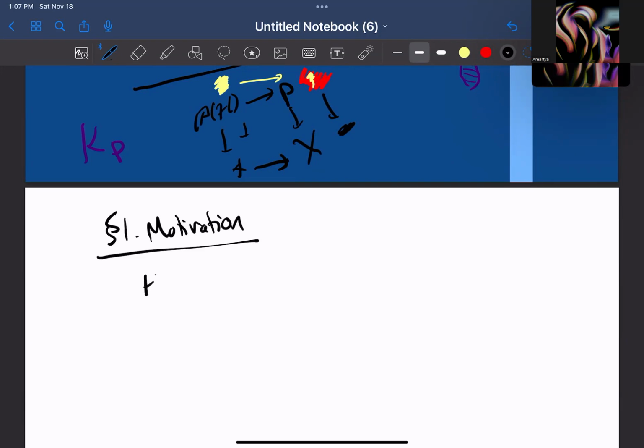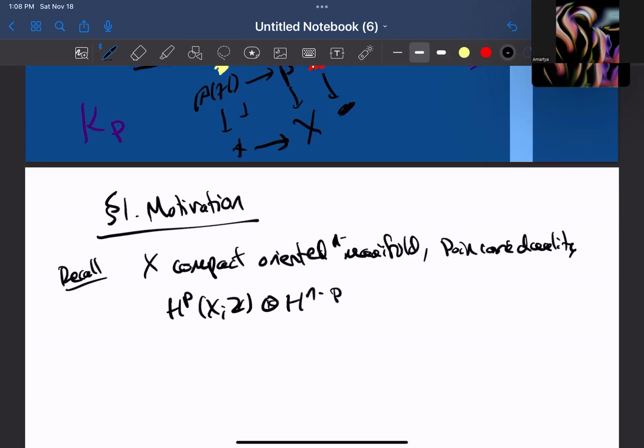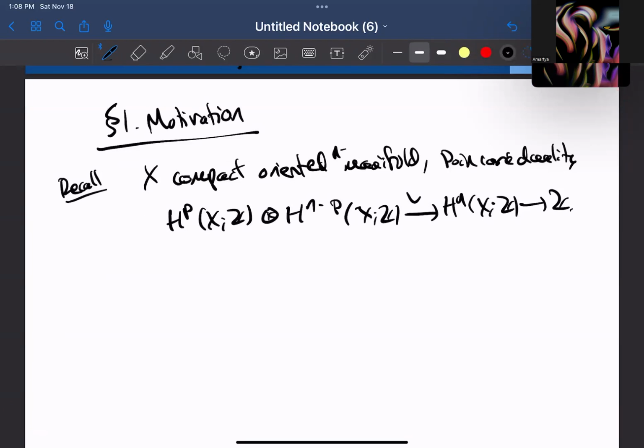So a classical case where you might see these: recall that if X is a compact oriented manifold, then we have the Poincare duality pairing. From the cohomology with Z coefficients, H^p of X, tensored with H^(n-p) of X, I should say n-manifold, with Z coefficients, you're going to map this by the cup product to the top dimensional cohomology class, and then map it over to Z. And this forms a perfect pairing, as we know from elementary differential topology.